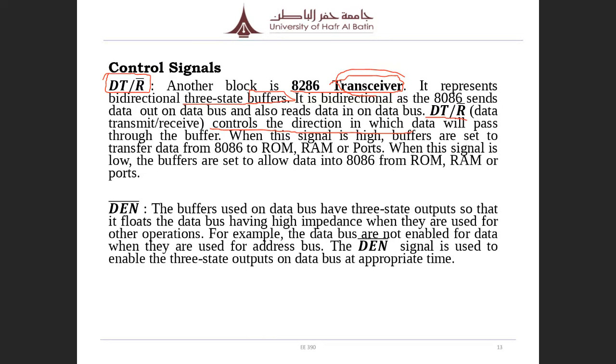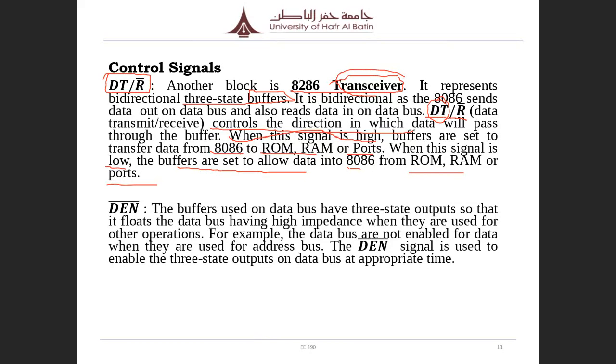When the signal is high, it is transmit mode: buffers are set to transfer data from the microprocessor towards the memory, which may be ROM, RAM, or ports where input-output is connected. When this signal is low, buffers are set to allow data into the microprocessor from the memory or ports. So this is about data transmit/receive.